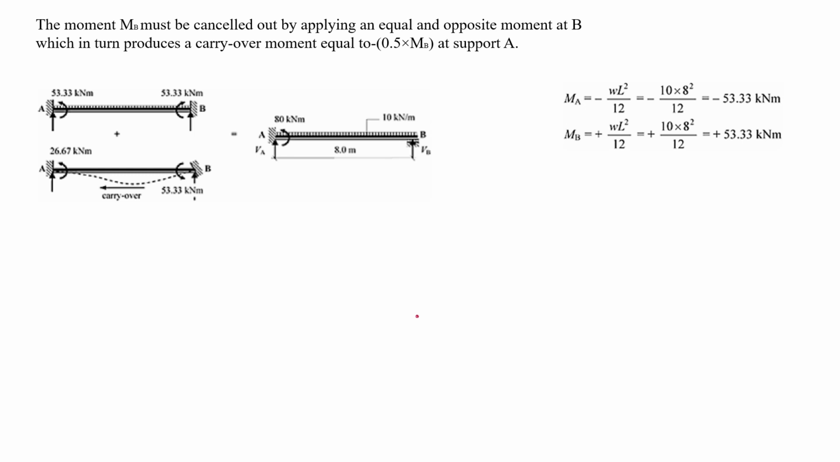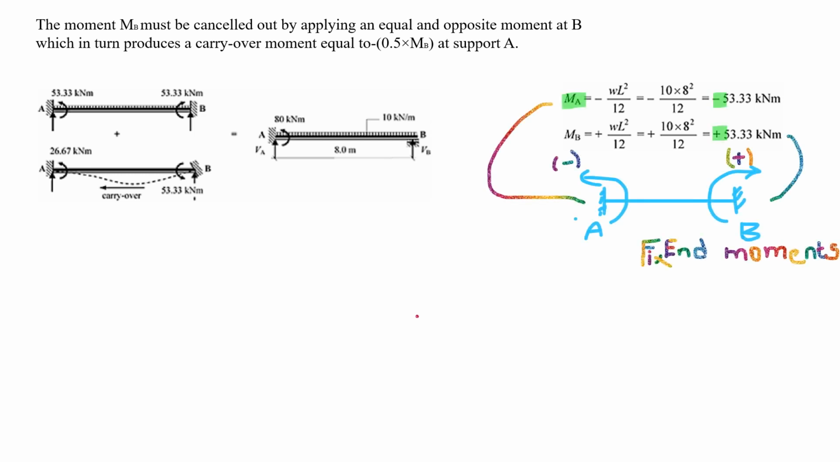So WL squared by 12, that's the 53 and minus 53, are the fixed end moments, and after that we are applying an equal and opposite moment to make the moment at B 0. Because of that external moment, there will be a carryover of 50% of that moment, so this ends up as 80 kilonewton meter here, and 0 moment here. So these are the fixed end moments, MA and MB. The carryover of 50% is here.